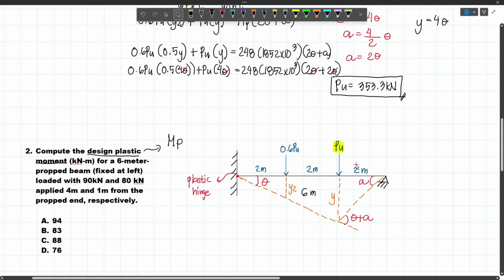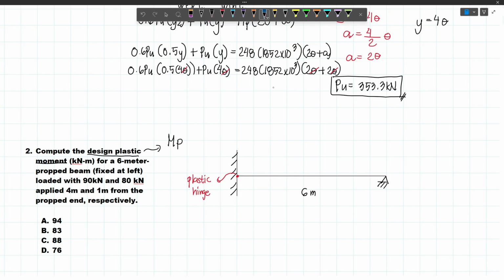But then, lahi na atong application sa load, no? Kay 4M from the prop end and 1M from the prop end. So, lista na lang tani. And then, our angles will also change, no? So, ato sa i-draw ang atong figure sa.